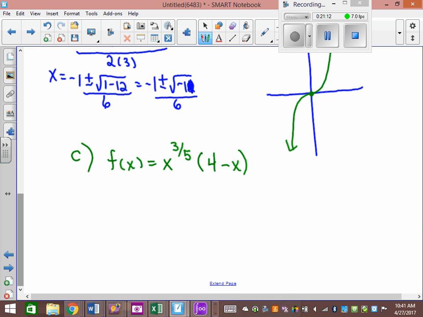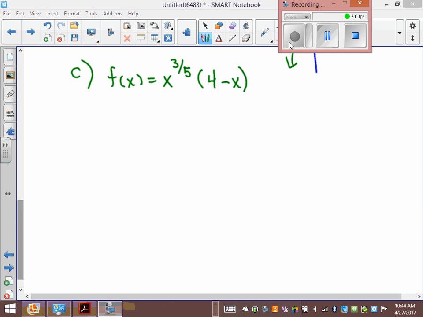Either way, you're going to have common denominators. So try it out, whichever way you want. You can either distribute and do power rule, or you can do product rule. Up to you. I'm going to distribute first. So I'm going to go f of x equals 4x to the 3/5 minus x to the 3/5 times x to the 1.